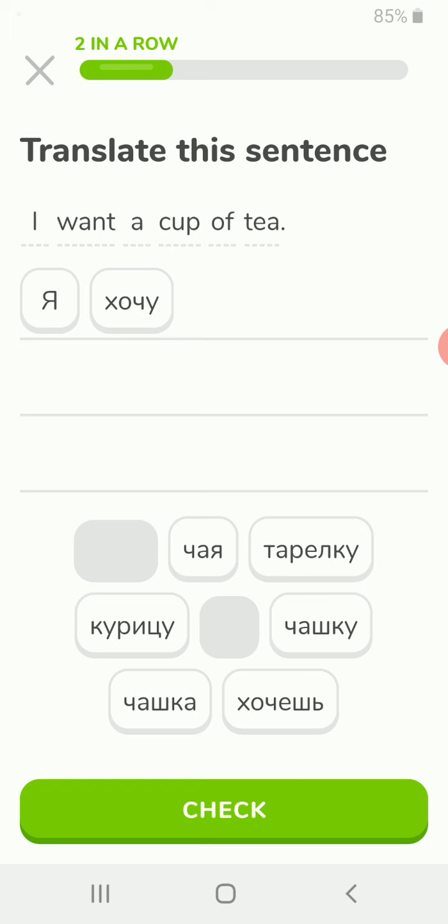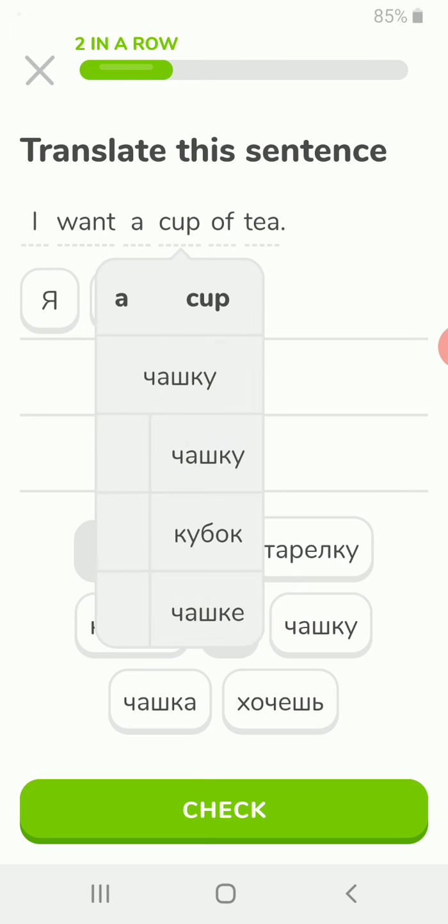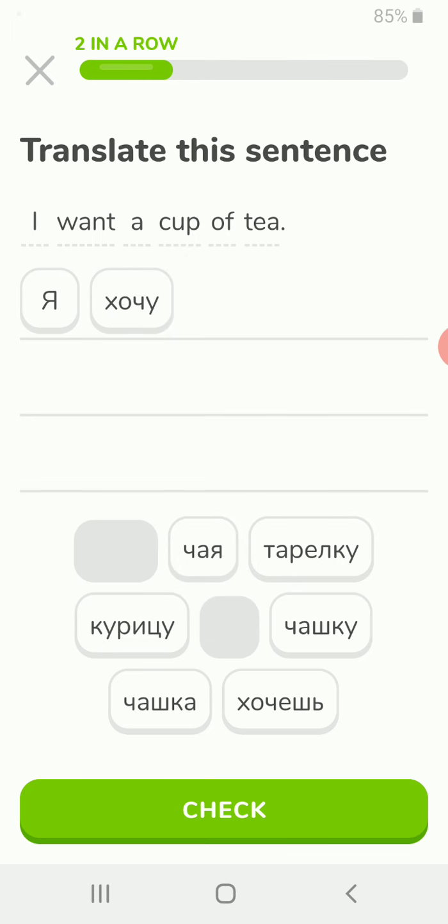How do you say cup? Here I see тарелку. Тарелку is a plate. Чая. Чая is just tea in this partitive form. Хочешь чашка. So я хочу чашка. I think чашка is a cup.